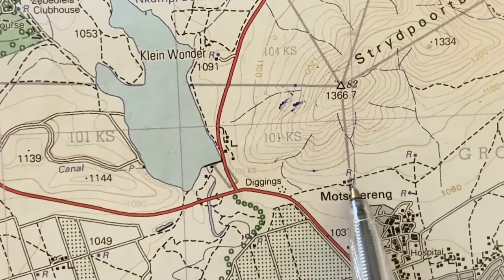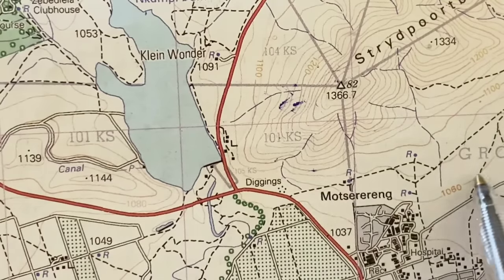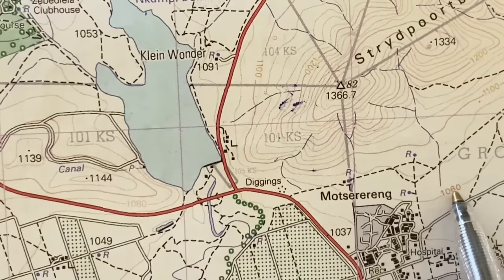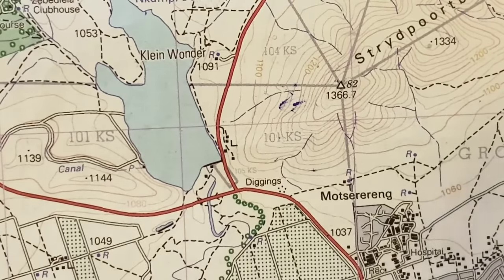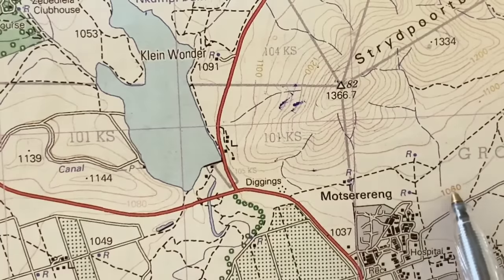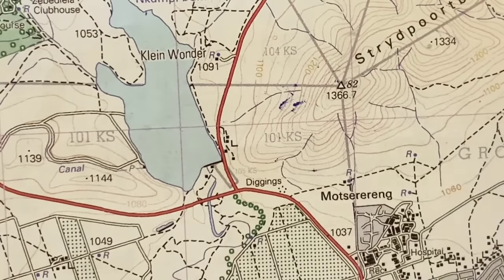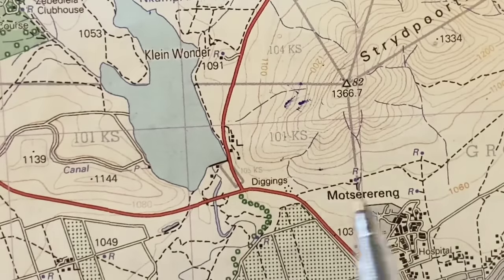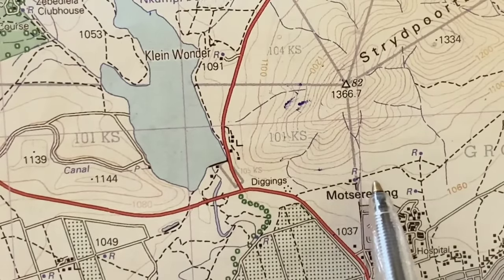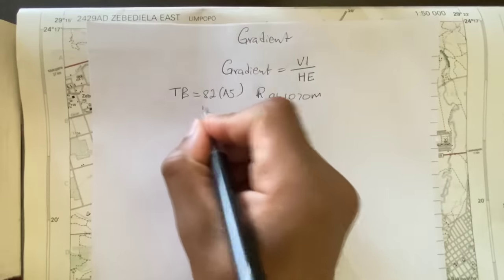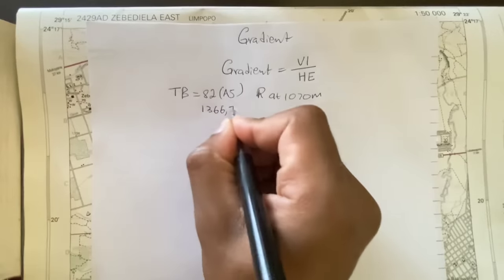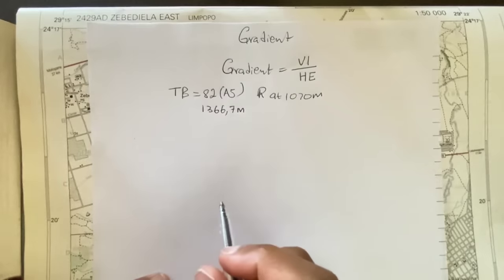You should note that it doesn't show any height closer to it, but we know there's a contour line over here, which is 1060 meters. And as you go up the slope, your contour line increases. As the contour interval of this map is 20, we know this one will be 1060 plus 20, which is 1080. So remember, the reservoir is 1070, right? So we said the height of the Trig Beacon is 1366.7 meters.